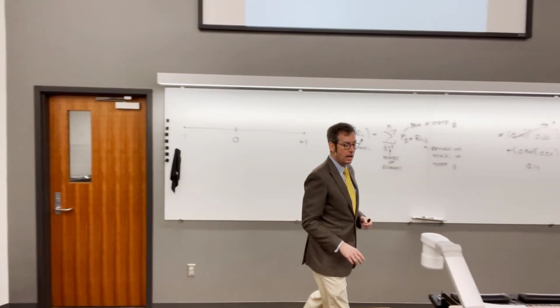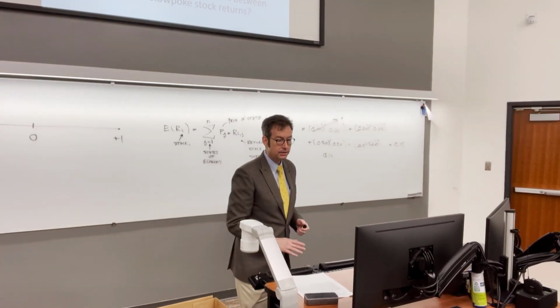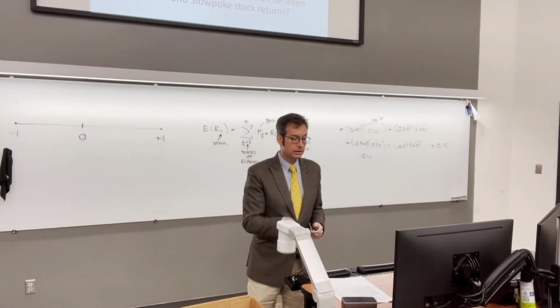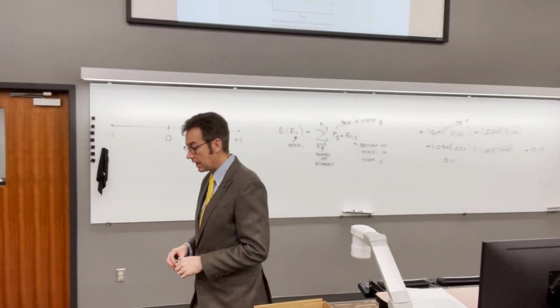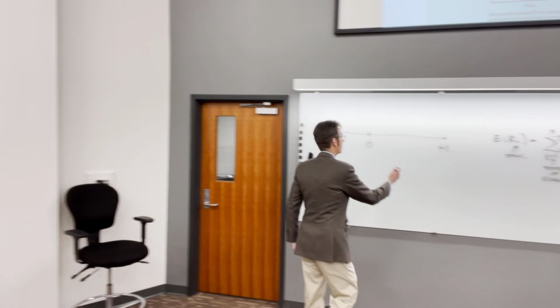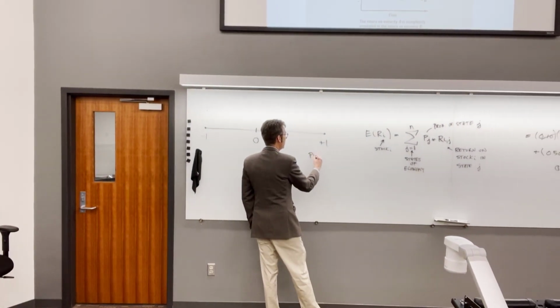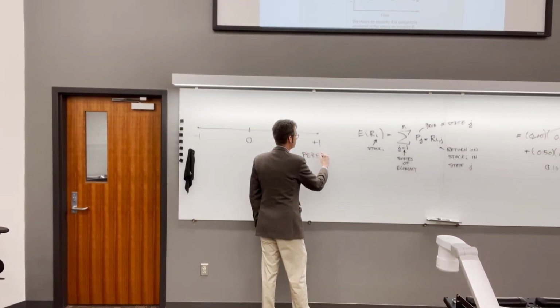Okay, now let's talk about what these different things mean. Oh, we've already talked about that. Let's talk about these different kinds of states and how we achieve them. First of all, over here, we have what's called perfect positive correlation.